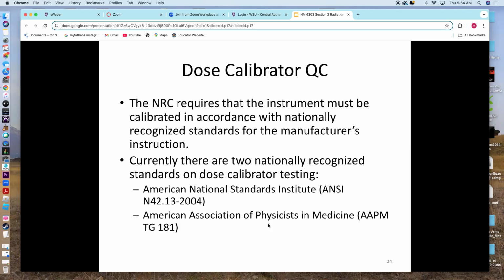Now the NRC requires also that it be calibrated in accordance with nationally recognized standards. Again, this is what I was talking about. The manufacturer will have that. There's two organizations that do calibration for dose calibrator testing: the American National Standards Institute and the American Association of Physicists in Medicine. So you'll probably have one of these institutes in charge of going over the calibration for your dose calibrator, and it has to be within those standards.